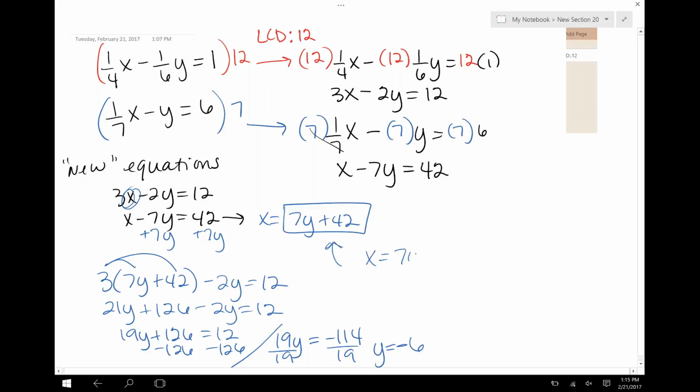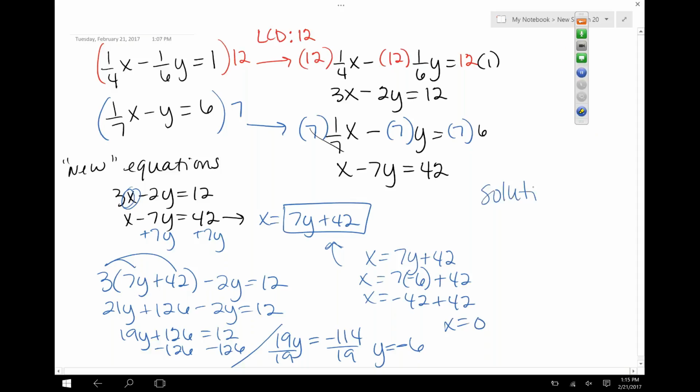So x equals 7y plus 42. Let's plug in -6 for y and see what we get for x. So x equals 7 times -6, -42 plus 42. So x equals 0. All right, cool. So that's the other half of my solution. So my solution is going to be 0, comma, -6. Because remember, it's x, comma, y. And that is my solution.